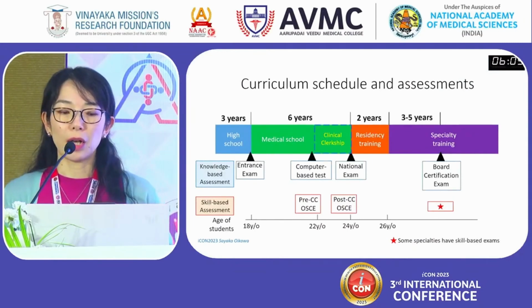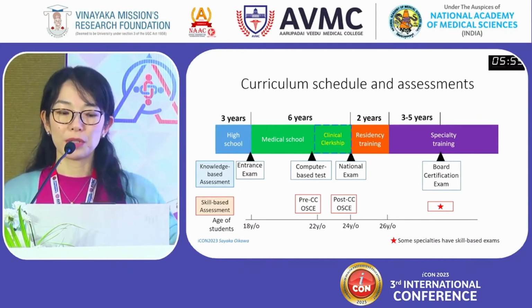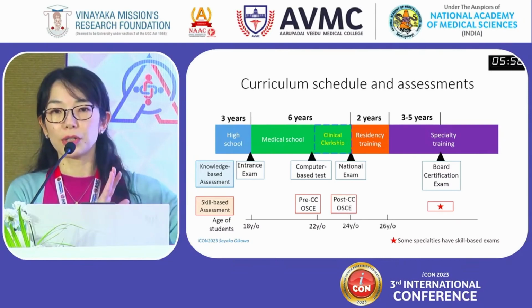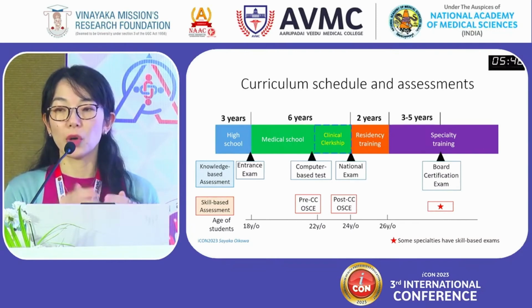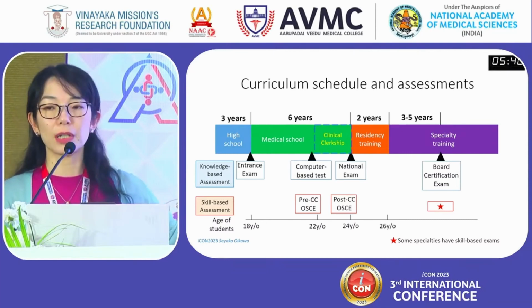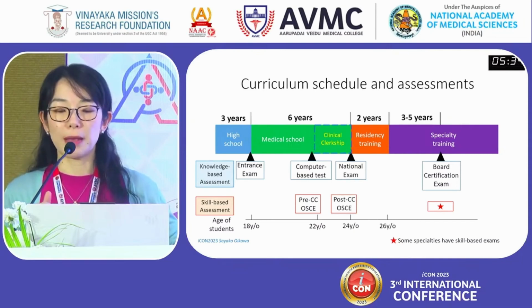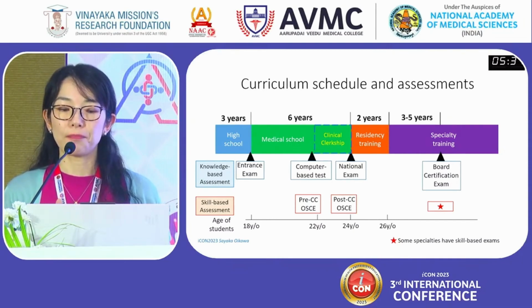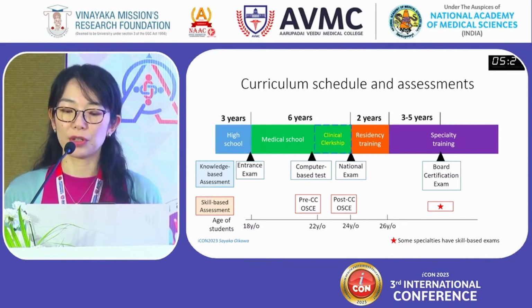And this is our curriculum schedule. After 3 years of high school, the student enters a medical school and then in the 6-year curriculum, in the last 2 or 2.5 years, they have to do clinical clerkship. Before clinical clerkship, they have to pass the computer-based test, which is a 100% knowledge-based exam. And also they have to pass the pre-CC OSCE, which is a performance-based exam. After clinical clerkship, they have to take the national exam and also pass the post-CC OSCE. And after 2 years of residency training, they go to specialty track. And some specialties like surgery, they have to spend 5 years to take the board certification exam.